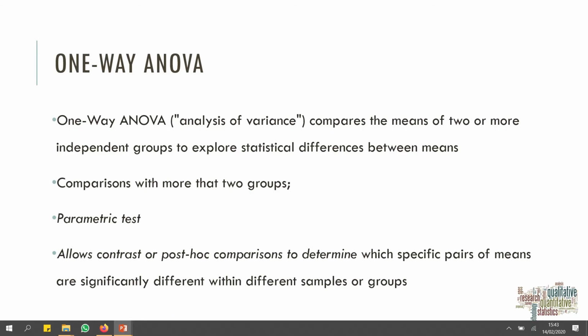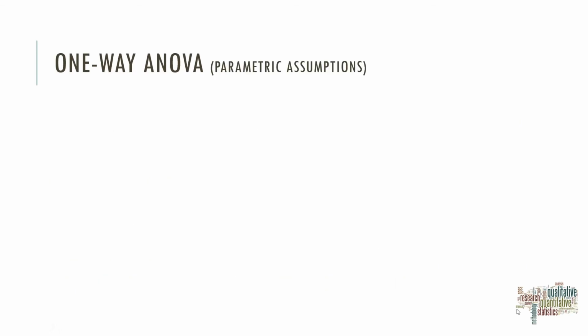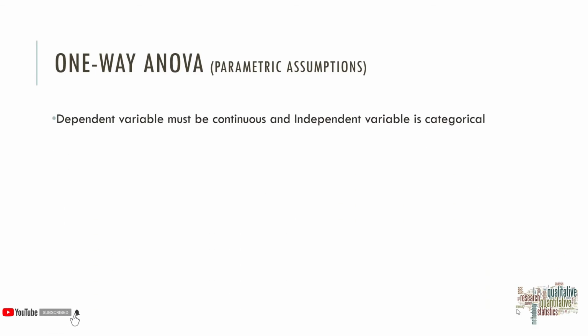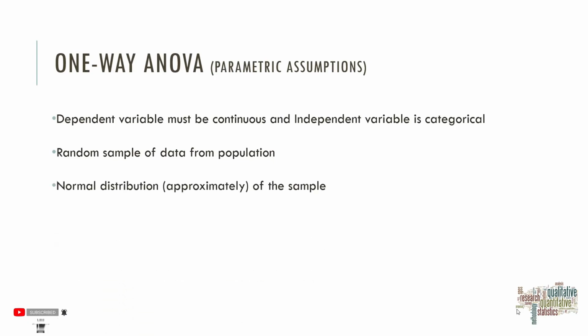So now, let's look at the parametric assumptions of one-way ANOVA. The dependent variable must be continuous and the independent variable must be categorical. We need a random sample from the data population and we need a normal distribution. Also, we expect to have homogeneity of the variances and we expect not to have outliers in our sample.